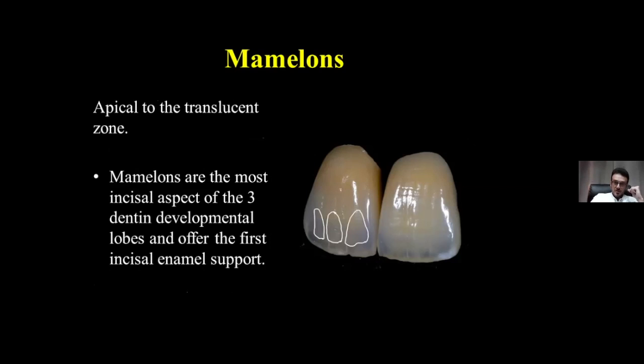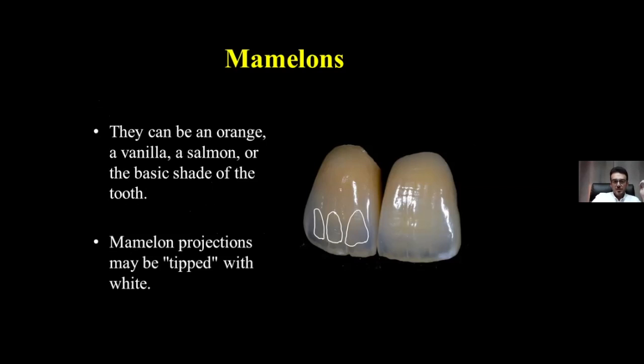The mamelons: this is the beginning of the projection, or the beginning of the appearance, of the dentin inside the incisal edge. It is like 3 or fewer finger projections. It may have the same shade as that of the dentin, or it may have other colors. Mainly the other colors of the mamelons are either vanilla or salmon, maybe tipped with white or not. At the end, some teeth show mamelons and some teeth don't, so we have to see if they exist or not and mention the color of them.